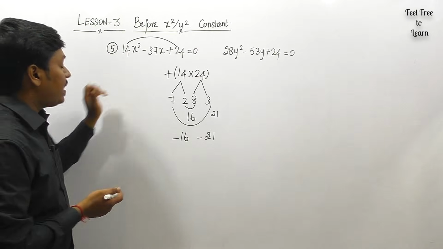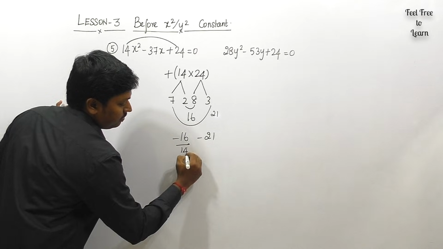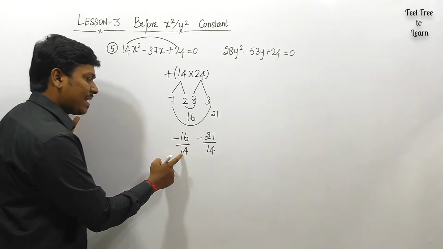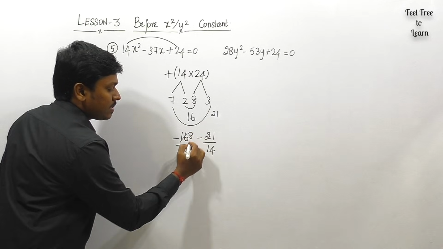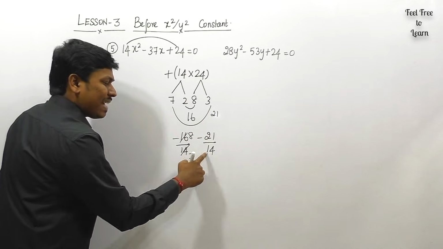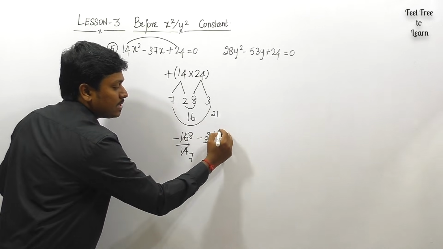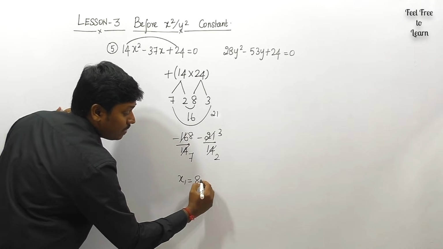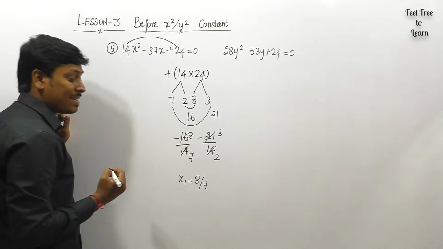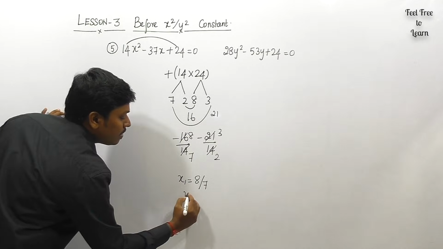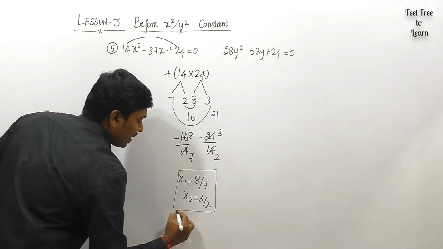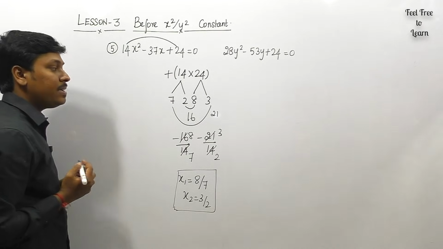So before x square, we have a constant 14. So divide by 14, divide by 14. I think we can cancel this on 2 table. So 8 2s are 16, 7 2s are 14. We can cancel this on 7 table. 7 2s are 14, 7 3s are 21. So x1: here it is minus 8 by 7, but while writing, change the sign as plus 8 by 7. Here it is minus 3 by 2, so it should be plus 3 by 2. So finally we got the factors of x, that is 8 by 7 and 3 by 2.